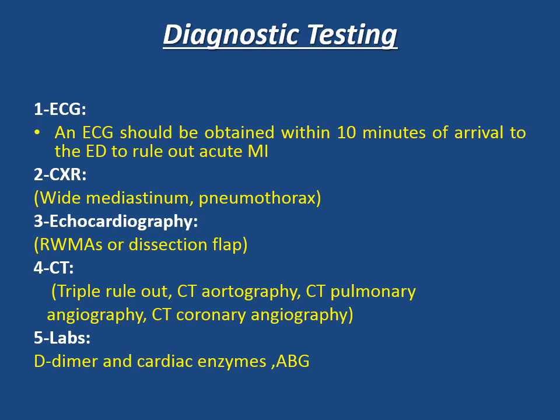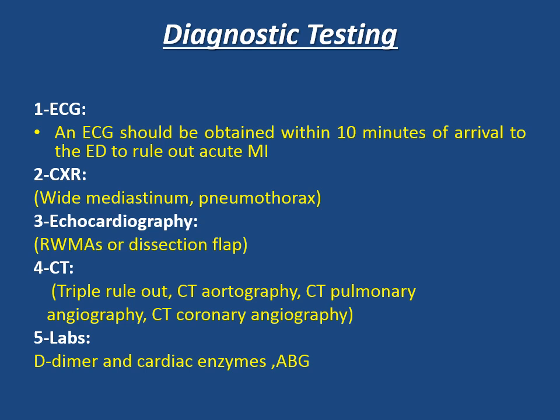What are the most important diagnostic tests in patients with acute chest pain? The first one and the most important is ECG. ECG should be obtained within 10 minutes of arrival to the emergency department to rule out acute MI. We can consider asking for chest X-ray, looking for wide mediastinum, suggestive of aortic dissection, or evidence of pneumothorax.